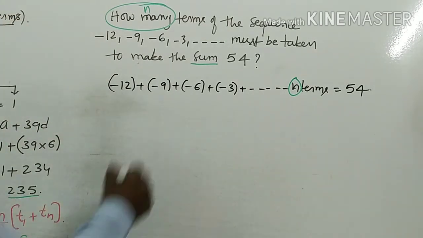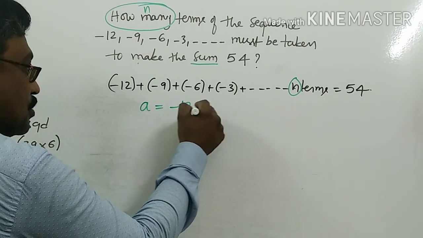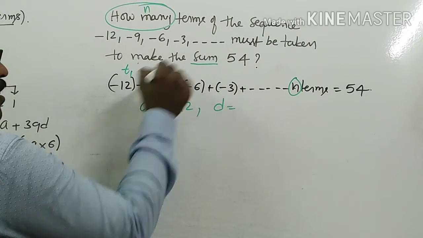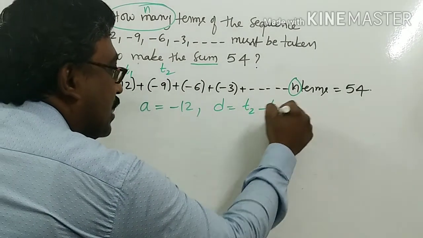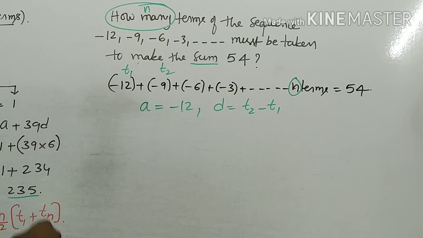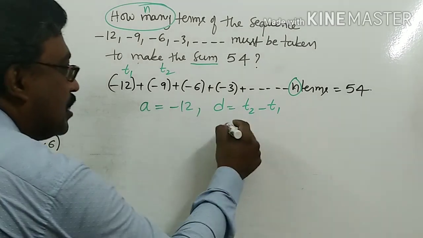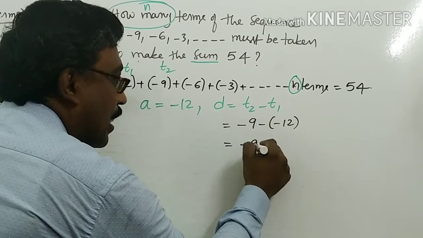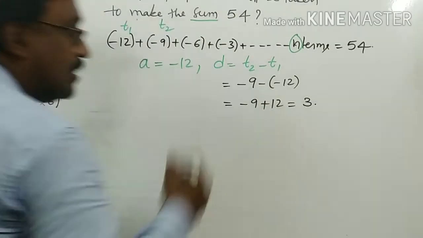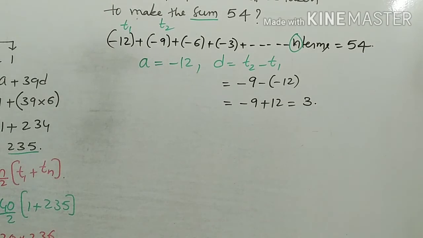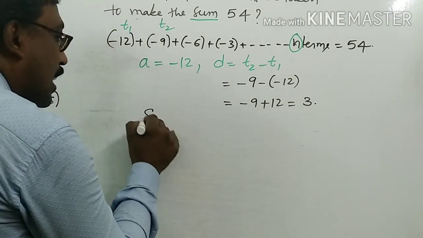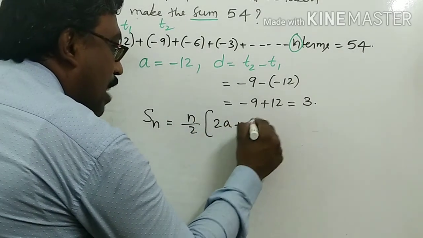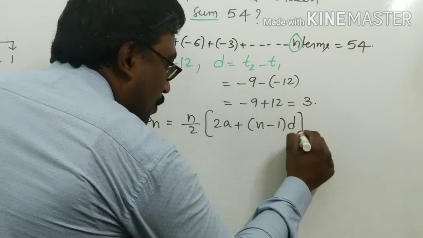Same as usual, a is equal to minus 12, d is equal to t2 minus t1. So t2 minus t1 is, do very clearly and carefully children, minus 9 minus of minus 12. Minus 9 plus 12, that is plus 3. Plus 3 is the common difference. Now, Sn is equal to the formula n by 2 into 2a plus n minus 1 into d.